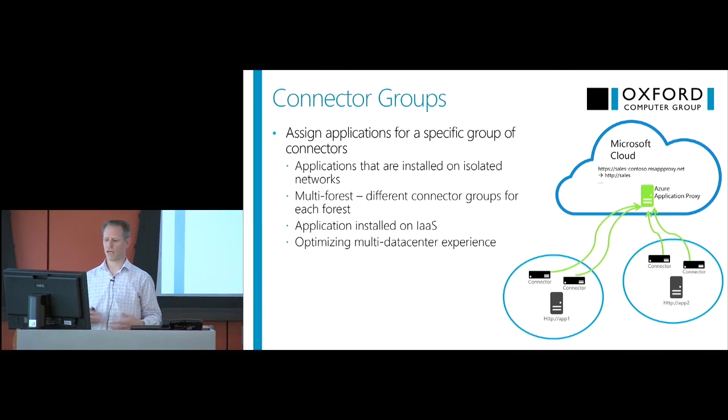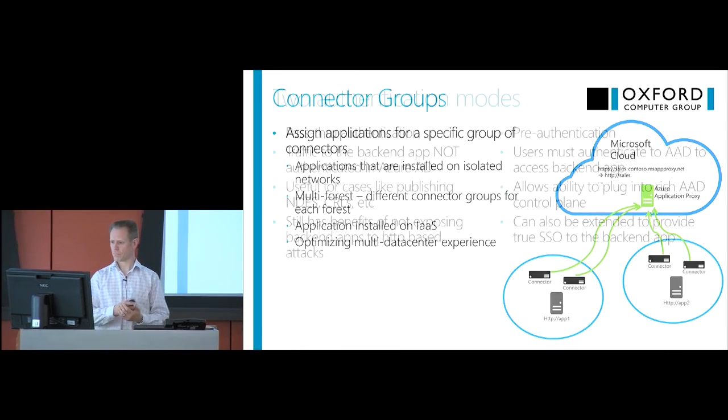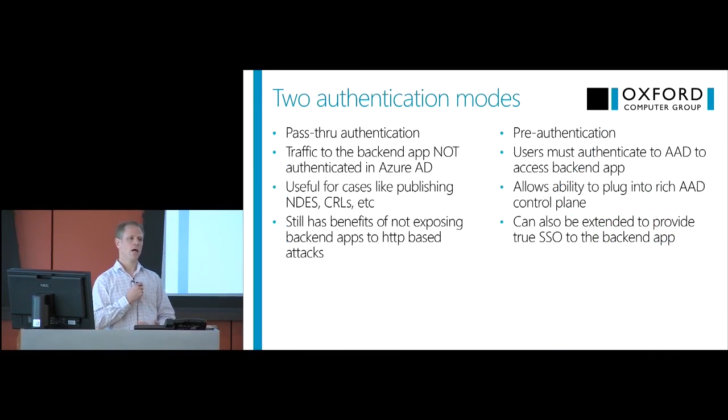We have this ability to form connector groups. They're good if you have multiple forests, with applications in different forests. KCD across forests is always a little interesting. So you can deploy connectors in groups. Okay, they work the same way. You affinitize an application to a group. A group of connectors allows you to cross those boundaries. Otherwise, it works the same way.